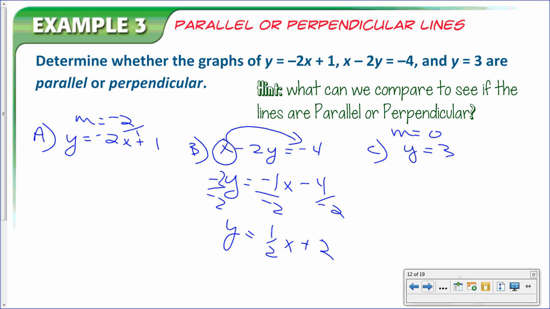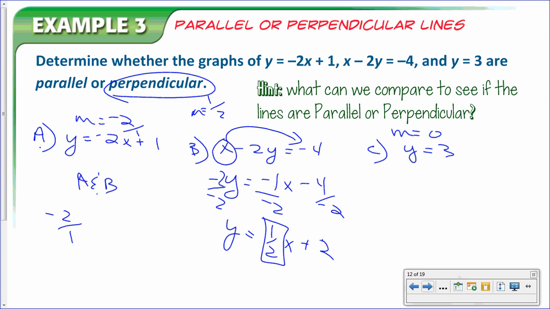-2, right? There's the slope here, 1/2. What can you tell me about these lines? Which ones? A and B are perpendicular, right? -2/1, and then 1/2, are those opposite reciprocals? Okay?